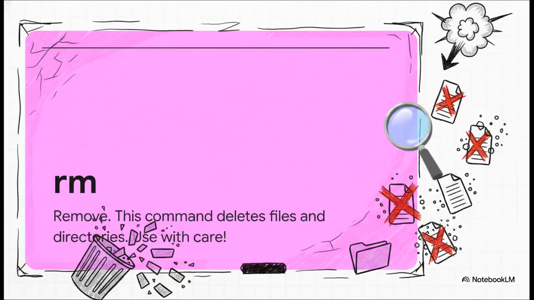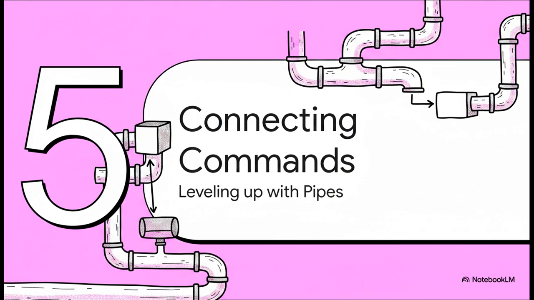And finally, we have rm for remove. This command, well, it deletes files. It's simple, it's powerful, and it's permanent. There's generally no recycling bin on the command line, so when you use rm, you really want to be sure you mean it. Okay, you've totally mastered the basics of getting around and managing your files. Now for the really, really cool part. Let's talk about how to make your commands work together using a concept called pipes.